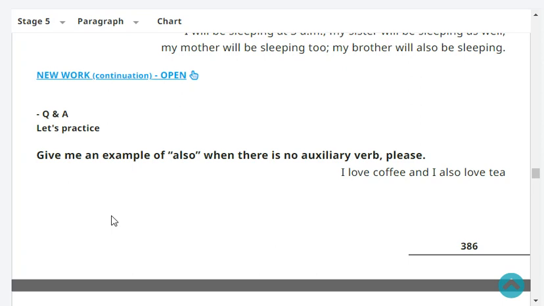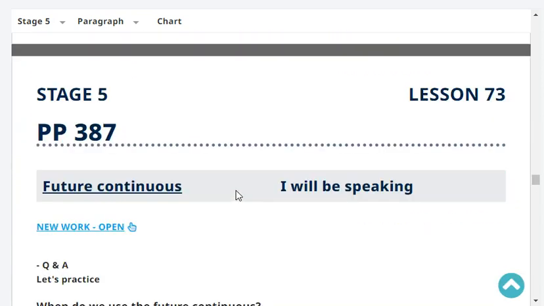Give me an example of the word also when there is no auxiliary verb, please. I love coffee. And I also love tea. Very good.